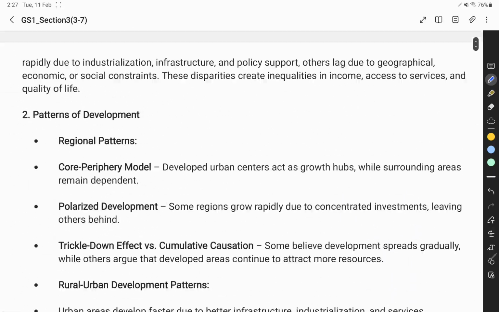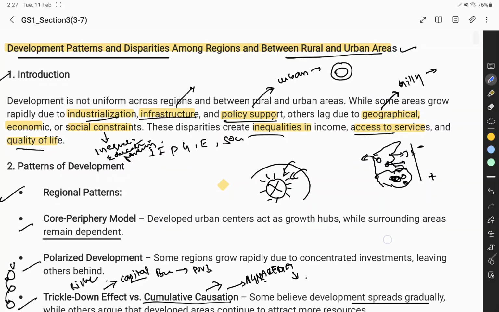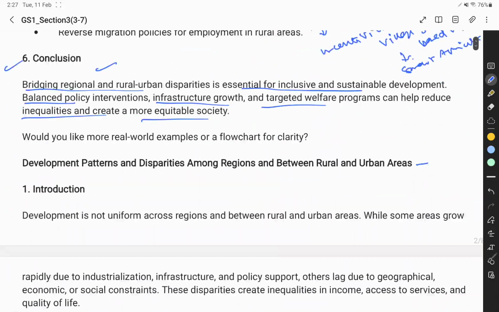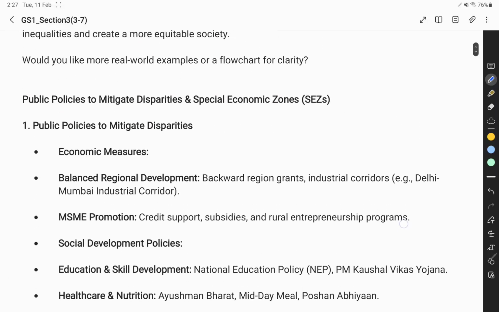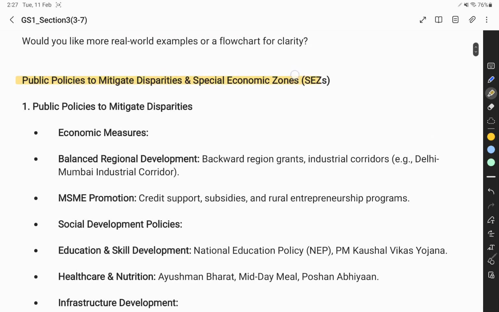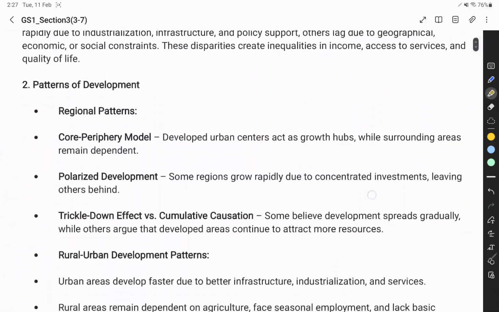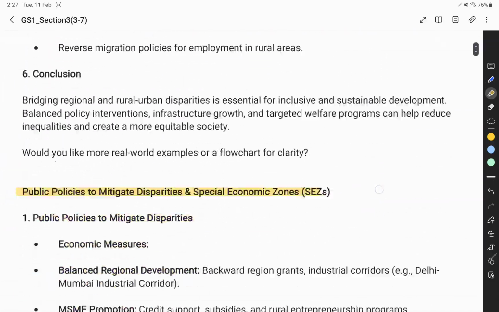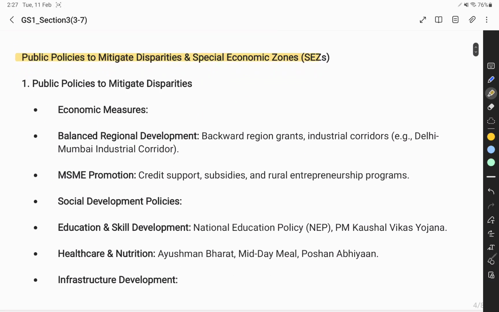So the first topic we have seen is developmental patterns, disparities among regions and between rural and urban areas. The second topic we are seeing is the public policies to mitigate disparities and special economic zones. In the first topic we have seen the problems. In the second topic we are seeing the solutions. So let's start with the public policies to mitigate the disparities.